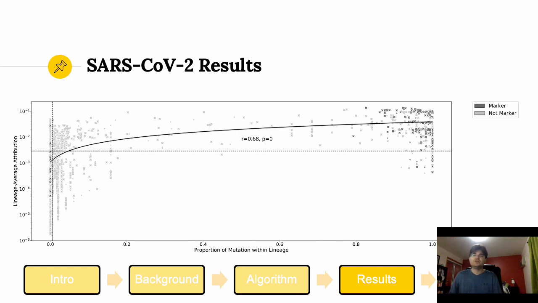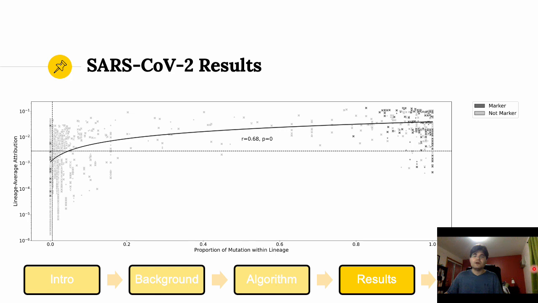For each lineage, we took the average of the attributions and plotted them against the mutation frequency within the lineage. We used dotted lines to display the threshold of significance, which we set to be the 90th percentile. We see that most markers have both high frequency and high attribution. Notice that our approach uniquely identified 3 markers, which would not have been identified using an enrichment analysis. We're talking about these markers right here that have high attribution, but are below the 90th percentile threshold of frequency.